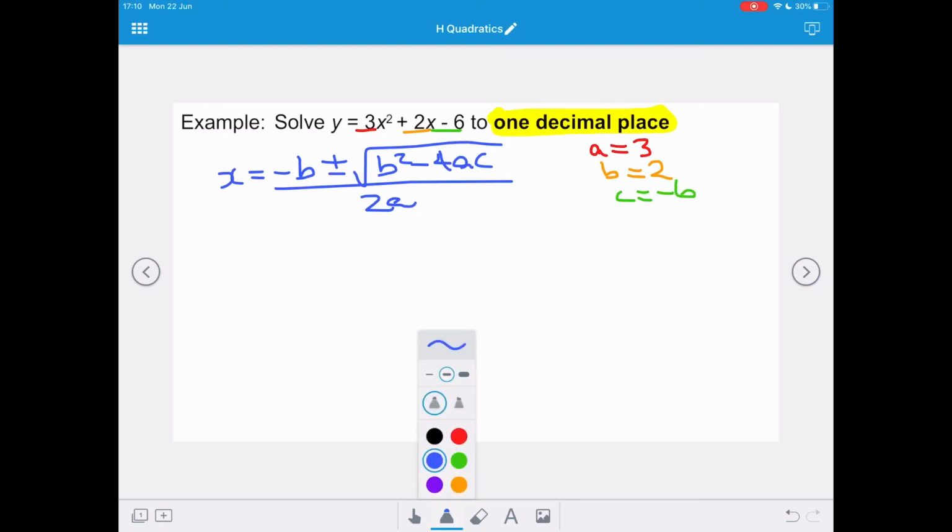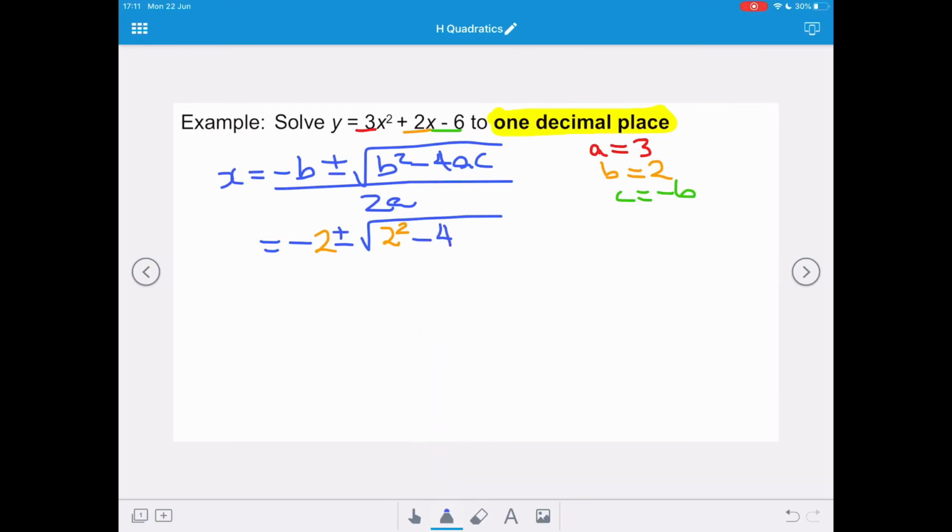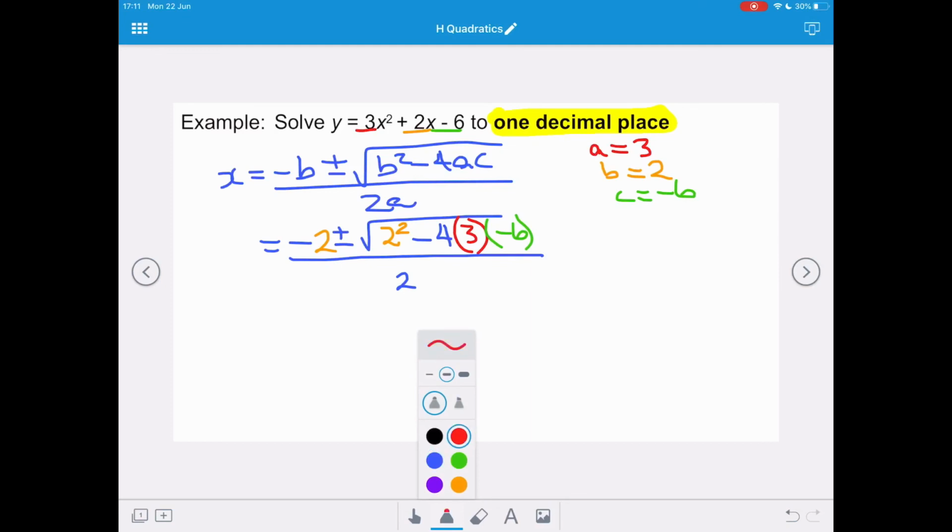So now we want to substitute those values into our quadratic formula. So x is going to be equal to negative, and our b value is 2. And that's going to be plus or minus the square root. And again, our b value was 2, so it's going to be 2 squared. And then we're going to be subtracting 4 multiplied by our a value, which is 3. And we're going to multiply that by our c value, which is negative 6. And we're going to divide the whole thing by 2 multiplied by our a value, which again was 3.